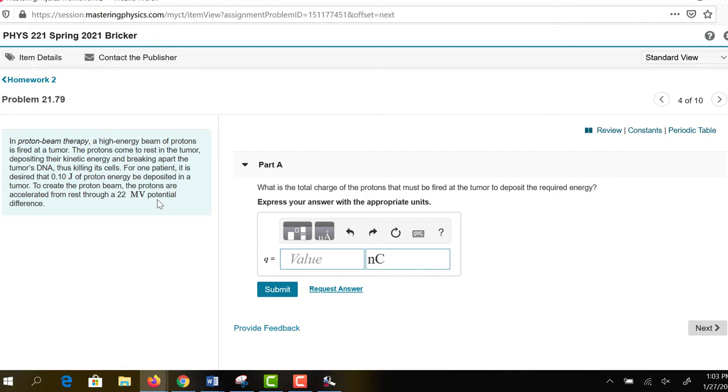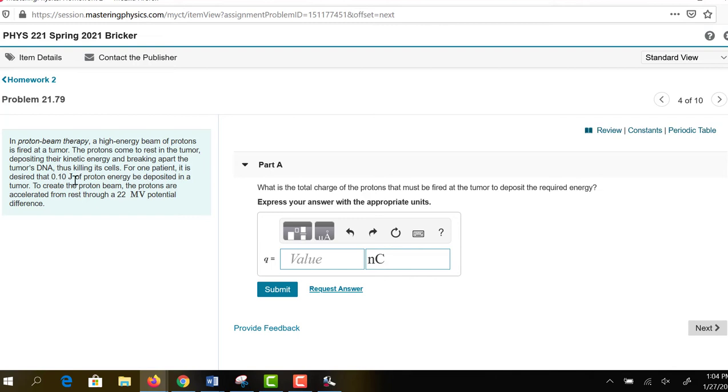So this is excellent. You don't have to actually do surgery. Maybe somebody has a brain tumor. You don't have to get into their actual skull and try to remove the tumor that way. Here we're having a directed beam of protons going right to the tumor and depositing all the energy in the tumor, almost like magic. What is the total charge of protons that must be fired in nanocoulombs?